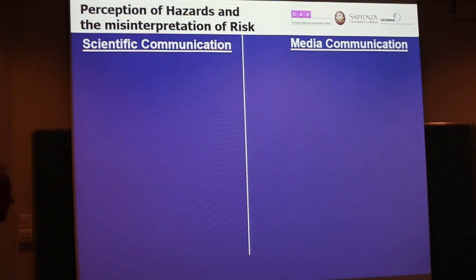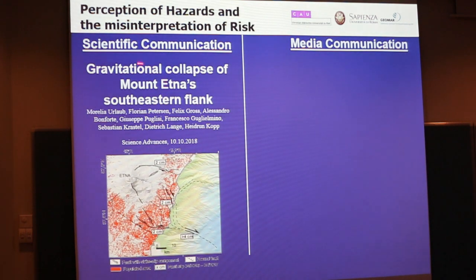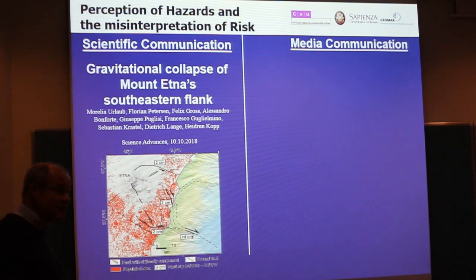That's one thing we published quite recently in Science Advances. That was the paper, Gravitational Collapse of Mount Etna Southeastern Flank. Gravitational collapse just means that the movement is really caused by gravitation, not by magma inflation, and we try to phrase everything really very carefully. So we said, we have indications for an unstable flank.